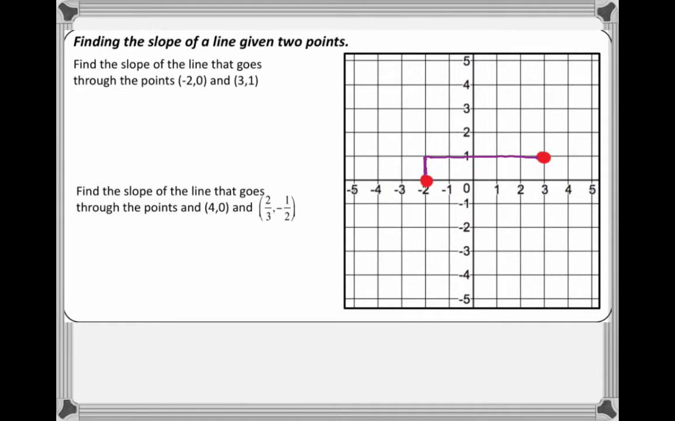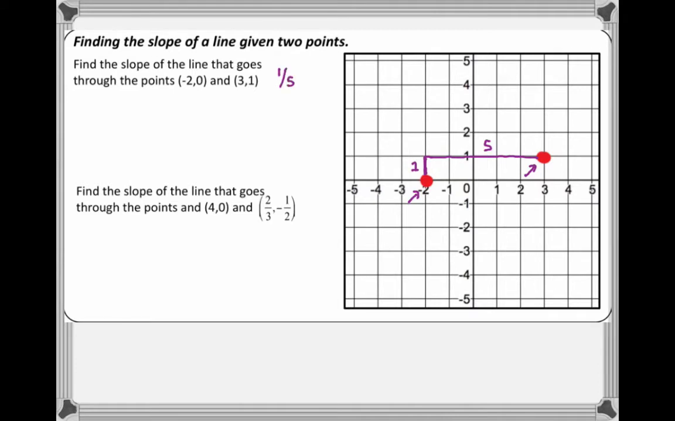If you're going to do it that way, you always start at your leftmost point, and you go the direction up or down, and then right to the rightmost point. And so it looks like I went up 1 and right 5, and so my slope is going to be 1/5.